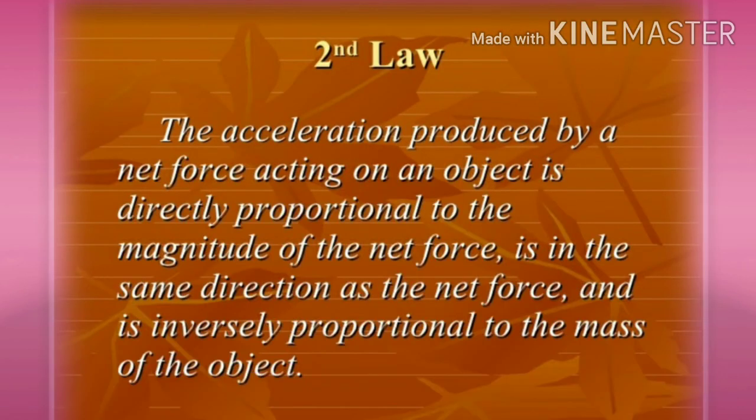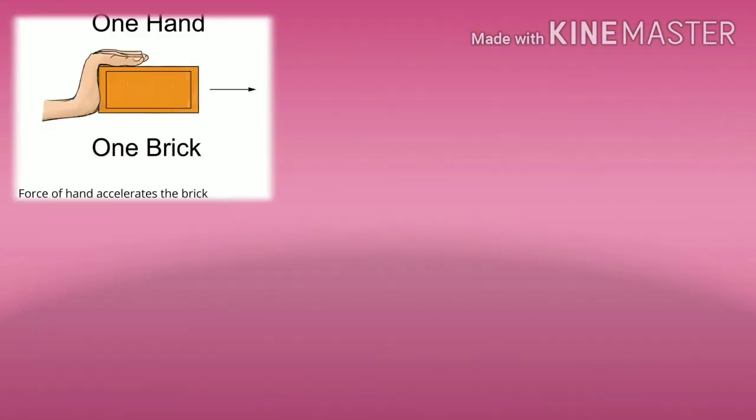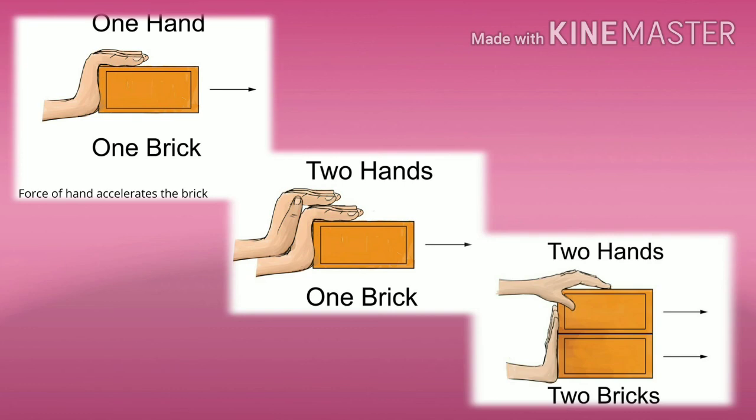Newton's second law: the acceleration produced by a net force acting on an object is directly proportional to the magnitude of the net force, is in the same direction as the net force, and is inversely proportional to the mass of the object. Now see the example of the second law.